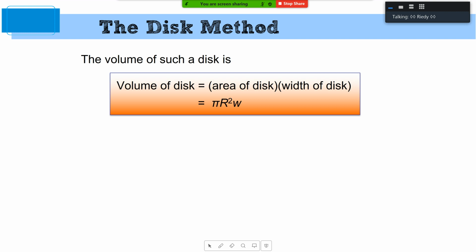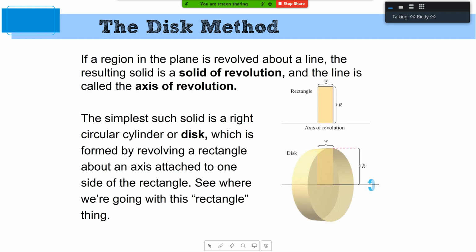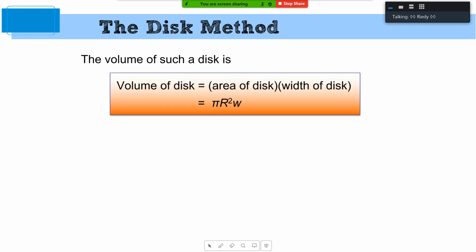Pi r squared is the area of a circle. So think of it this way. And I don't know if you did this in geometry, but one way to process the volume of this disk is to think of it as one circle and then stack a bunch of circles on top of each other, like a roll of quarters. One circle would be pi r squared, and then w would be the number of circles that you have stacked on top of each other. So you would have a lot of circles stacked, and it gives you this volume of pi r squared times w. Also known as, in the step above it, area of the disk times the width of the disk. Area of the circle times the number of circles you have stacked up on top of each other.